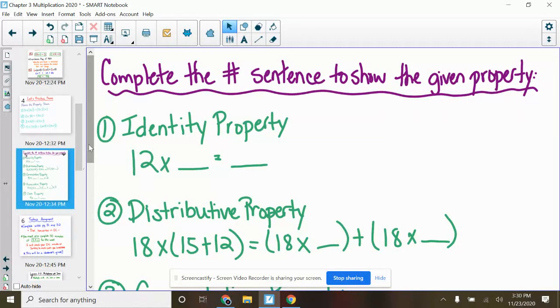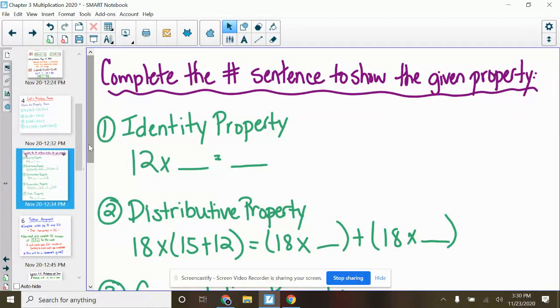So for this one, I've left a little bit of stuff out. For example, for problem number 1, I'm telling you that this is the identity property. So I want you to tell me what's missing in that problem, and then what can I fill in those empty spaces that would make this show the identity property? So for example, we'll do this one together.